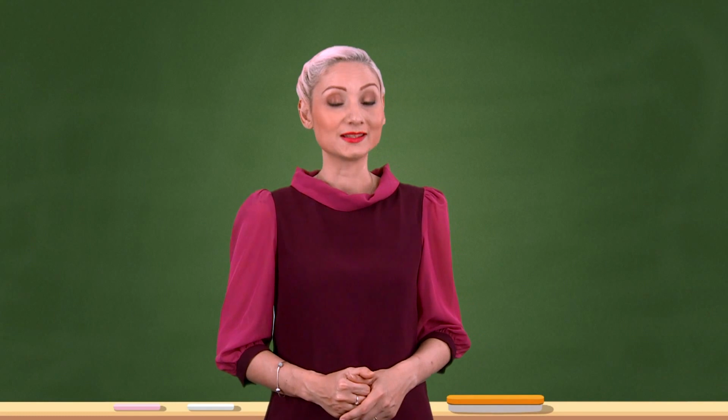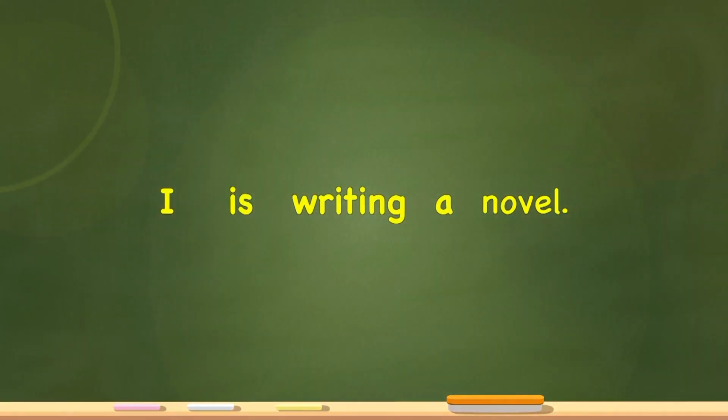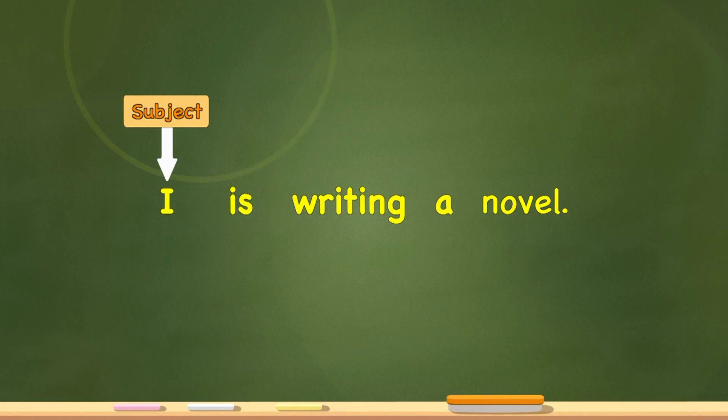Our second sentence is, I is writing a novel. Before we begin, let's identify the subject in this sentence. The subject in the sentence is the pronoun I. It's a singular subject. But what about the verb be in this sentence? Can you identify it? That is correct. The verb be in this sentence is the word is.